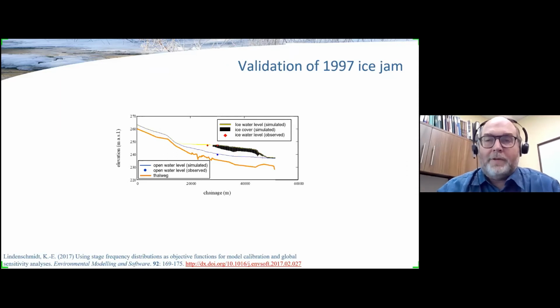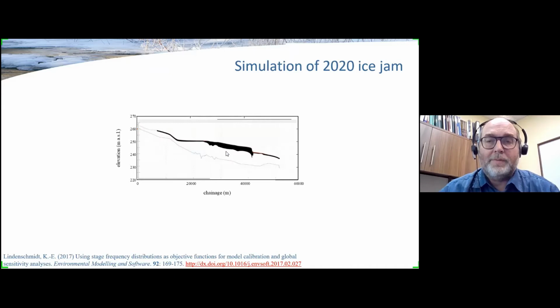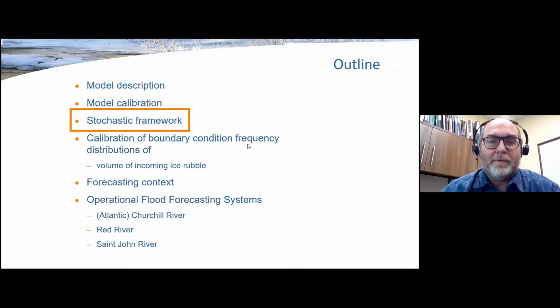And we'll do various jams. This is the 97 one here, was also quite a heavy flood year. And then also the one in particular last year, 2020, we also did the simulation of that jam as well. And this gives us a range too for our parameters that we need to use. This is now for our stochastic framework.